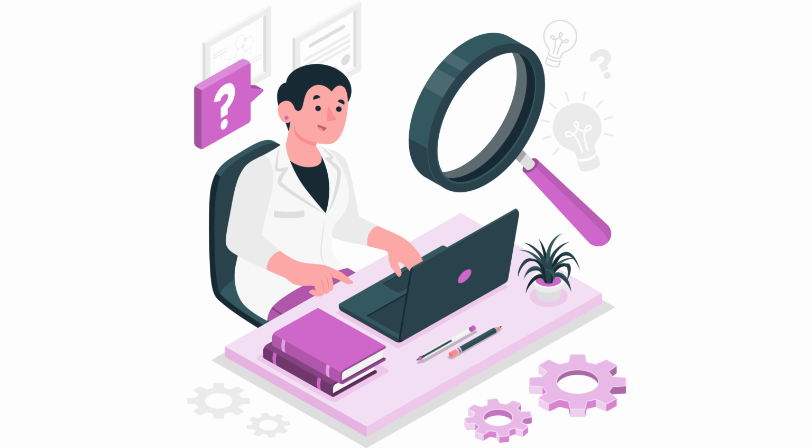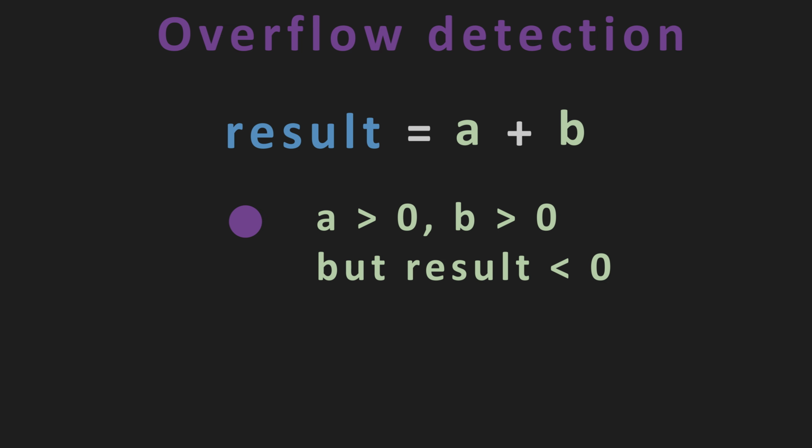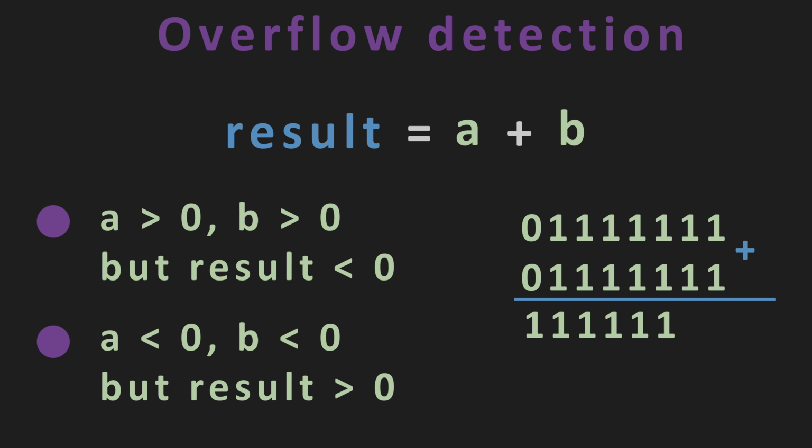How do we detect signed overflow? Here's where the most significant bit becomes incredibly useful. Let's say you're adding two signed integers. If both numbers are positive but the result is negative, overflow occurred. If both numbers are negative but the result is positive, again overflow occurred. This simple rule works because the sign is stored in the most significant bit. This is one of the major advantages of 2's complement. Overflow can be detected just by examining signed bits, without special flags or carry corrections.